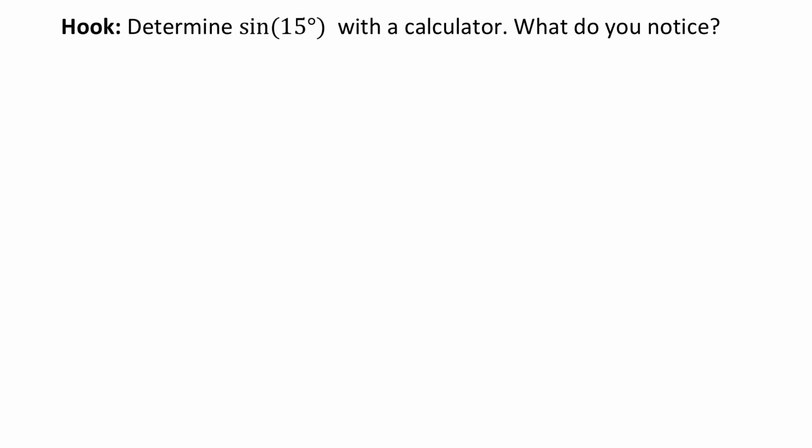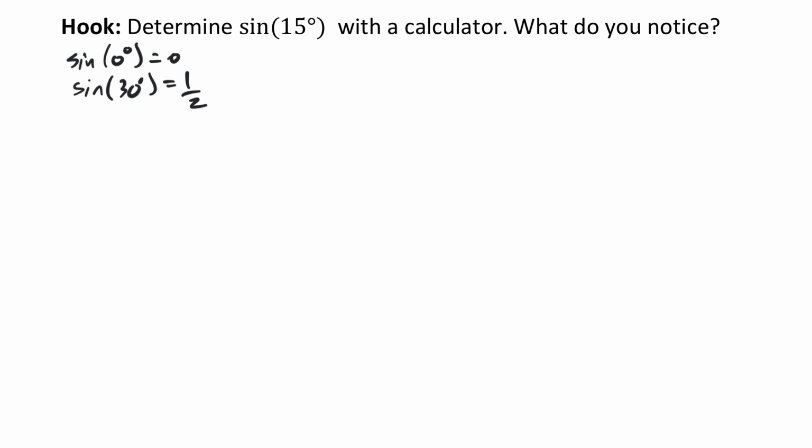Hello. In this video, we're going to continue studying identities. And in particular, I want us to start with something that seems simple, sine of 15 degrees. Now, I say with a calculator because, well, we know that sine of 0 degrees is 0. Sine of 30 degrees is 1/2. But sine of 15 isn't a unit circle value, so it's not like you could just get it from the unit circle.